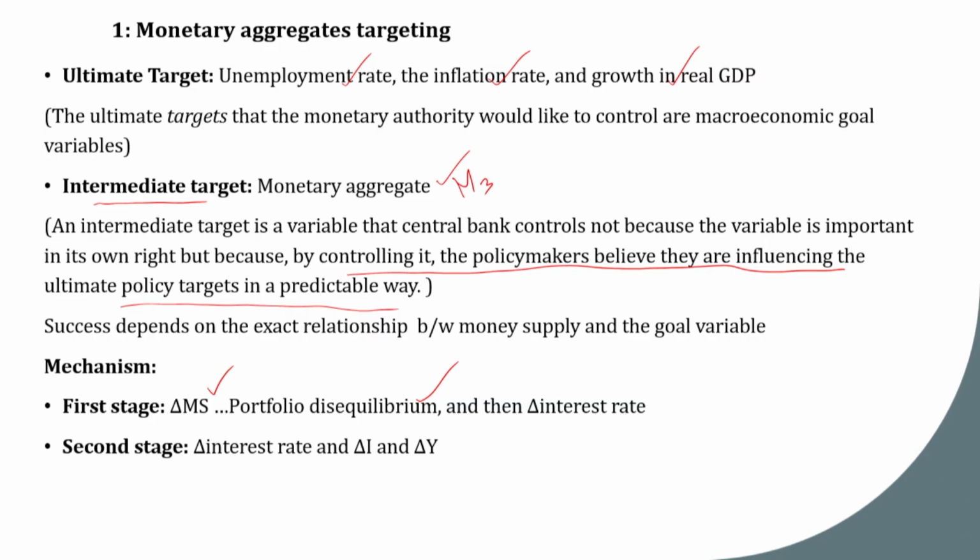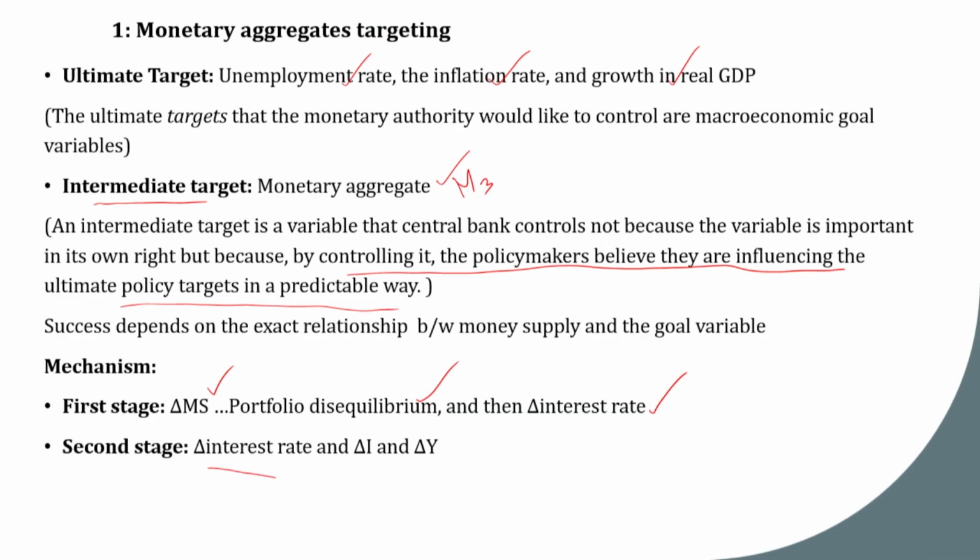When the bond price increases, you know that the rate of interest will be declining. So that means changes in money supply are going to create a portfolio disequilibrium, and subsequently are going to affect the interest rate through the bond market. So in the second stage, when the rate of interest changes, for instance there is a decline in the rate of interest, you can see that the cost of borrowing for the firms declines.